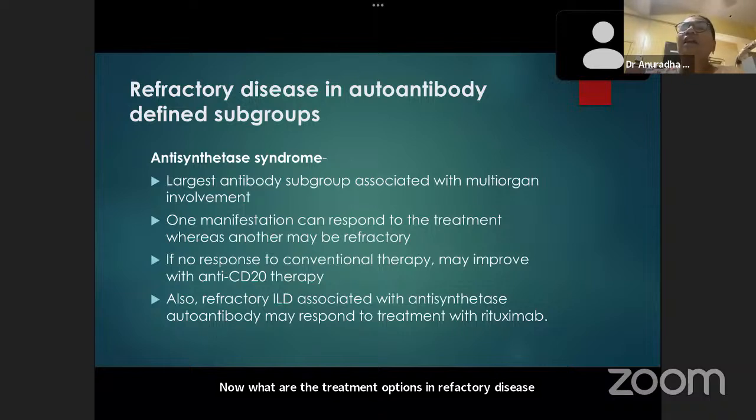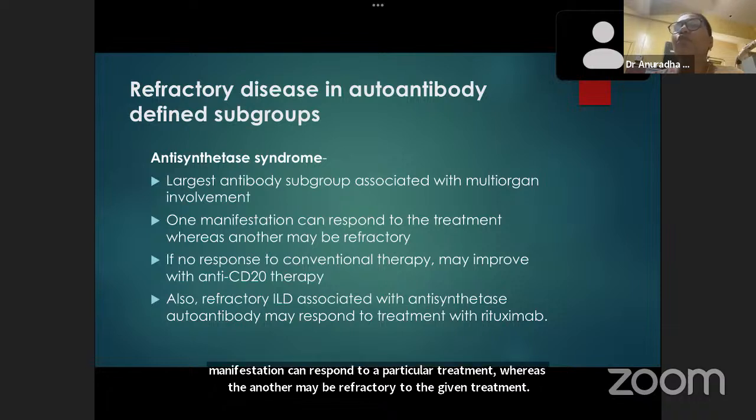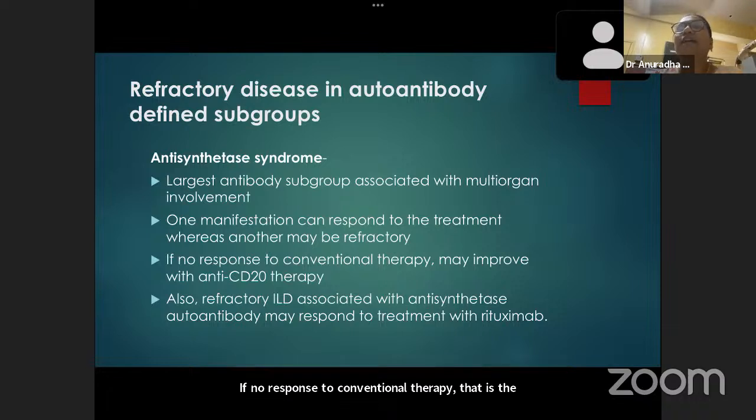Antisynthetase syndrome, which is the largest antibody subgroup, is associated with multi-organ involvement. One manifestation can respond to a particular treatment, whereas another may be refractory to the given treatment. If no response to conventional therapy, that is the first line and the second line, it may improve with rituximab. Also, refractory ILD associated with antisynthetase autoantibody may respond to treatment with rituximab.